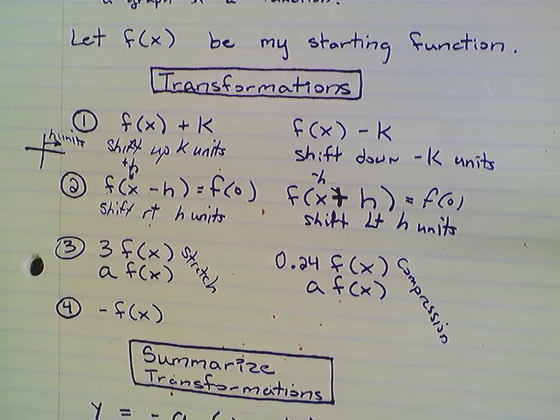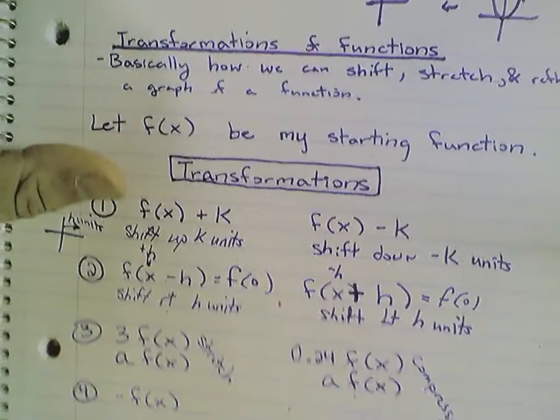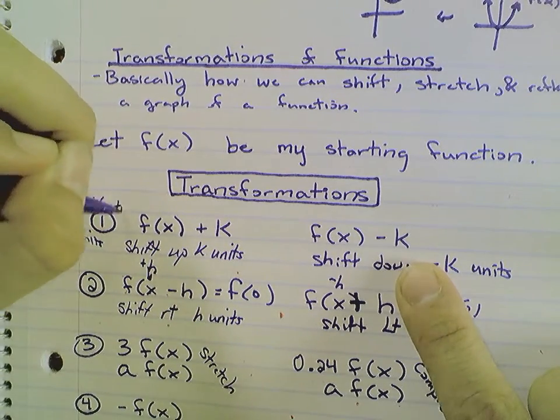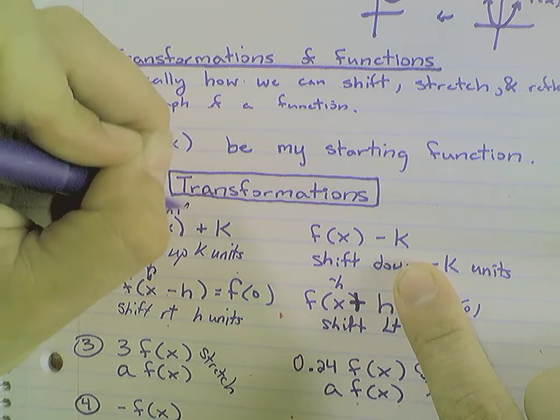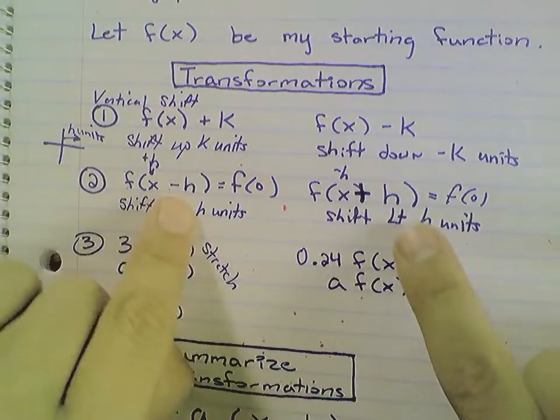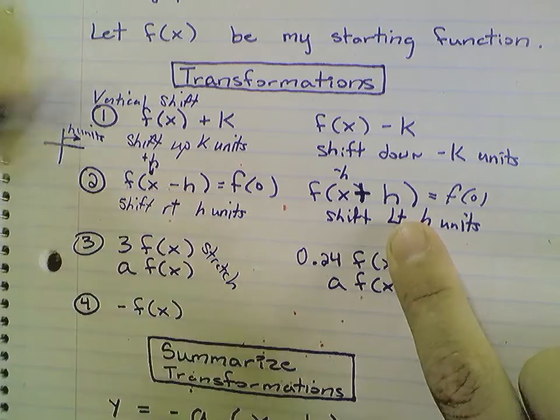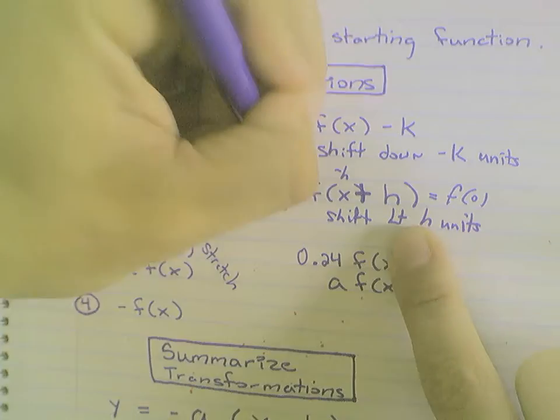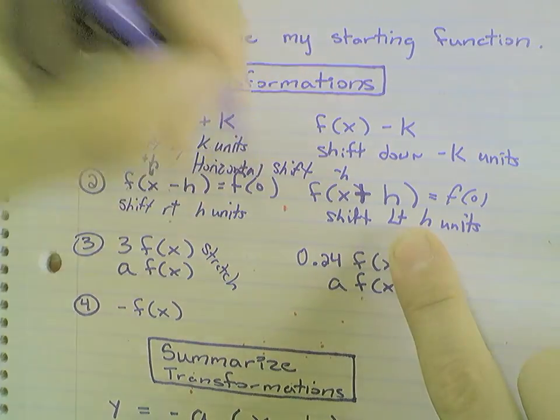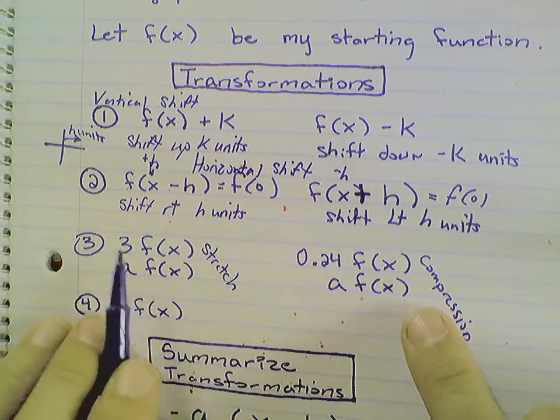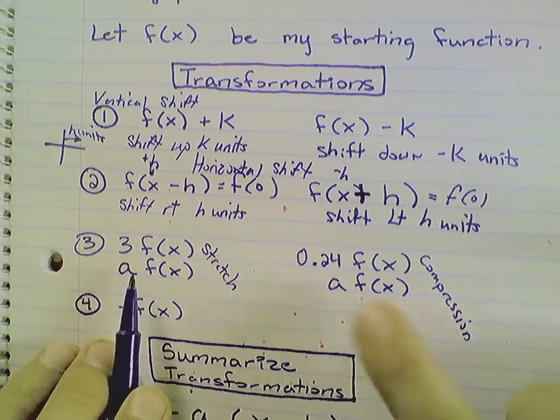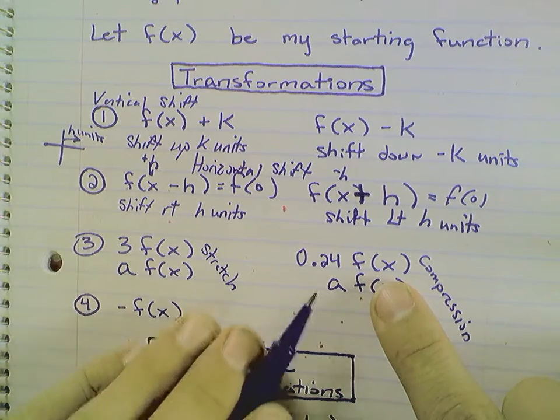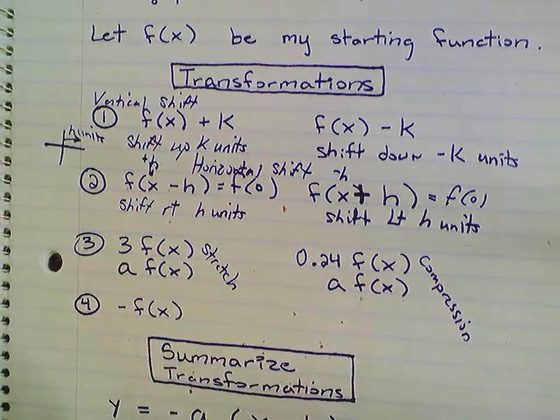Okay, so just to recap, k is on the outside, that's going to be a vertical shift. Any transformations on the inside being added or subtracted will be a horizontal shift. And then anytime we multiply something on the outside of the function, it'll either stretch it if a is bigger than 1 or it'll compress it if a is smaller than 1.